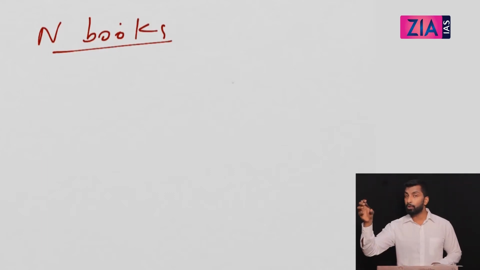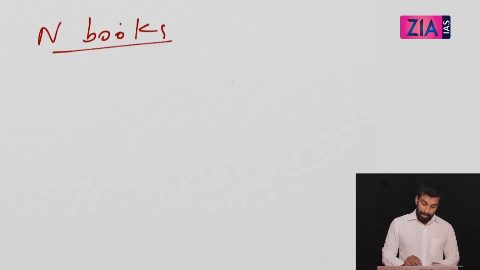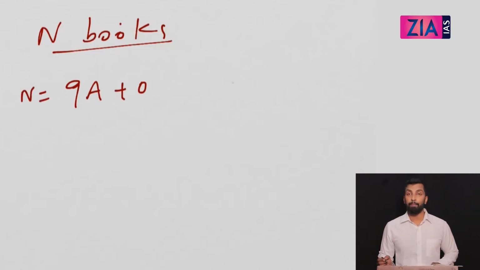If you divide the books into groups of 9, nothing is left out. What is that? If you divide by 9 and nothing is left out, it means remainder 0. So n is equal to 9a plus 0. Similarly, if you divide the students into groups of 9, no students are left out. Like you can make a story: you need to arrange students in an assembly, and when you make a column of 9 students, no students are left out.